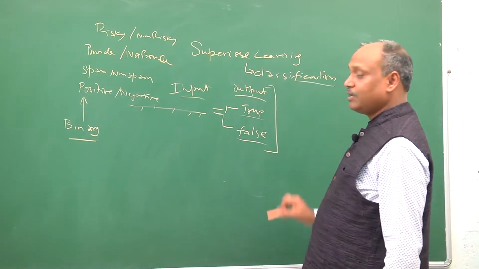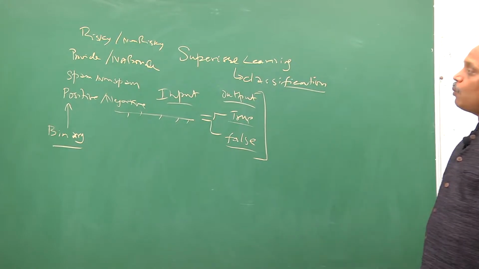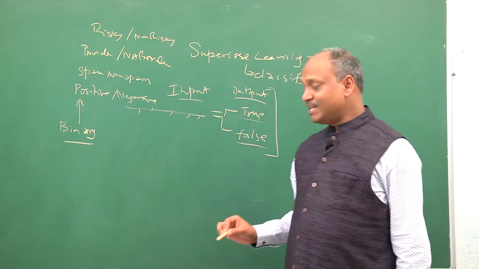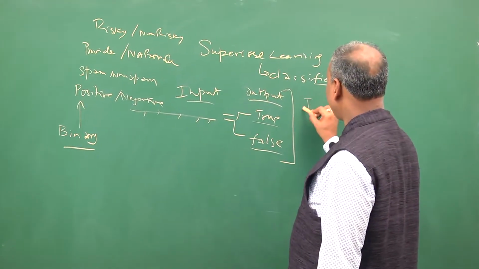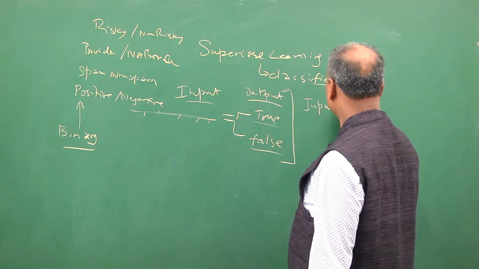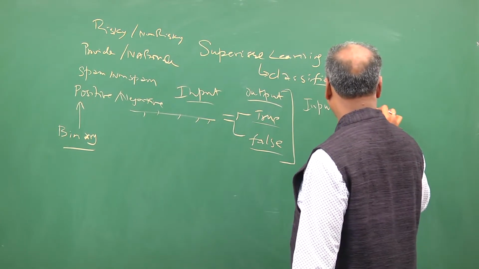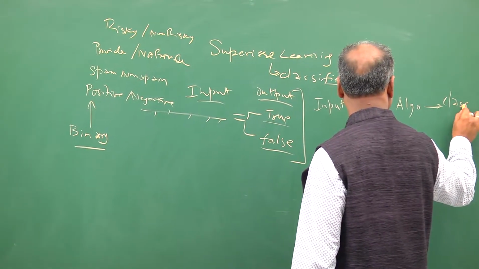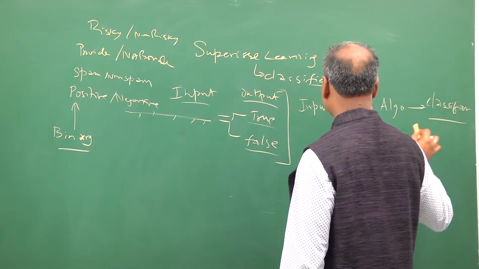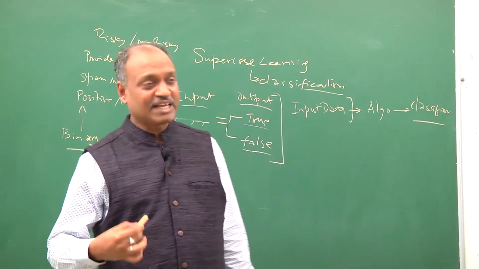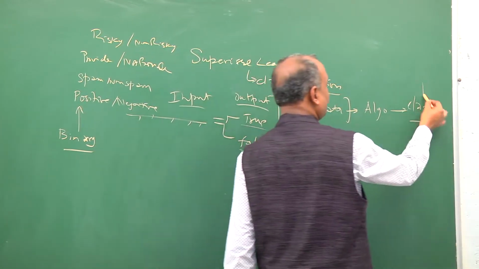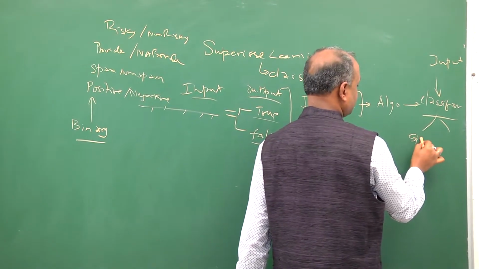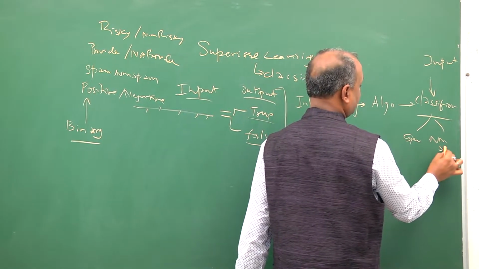In such cases, there is a tendency that we will take the entire input data, feed it to our algorithm, and generate a corresponding classifier which can be used for classification of any new input data that comes in, and you can probably classify it as spam, non-spam, etc.